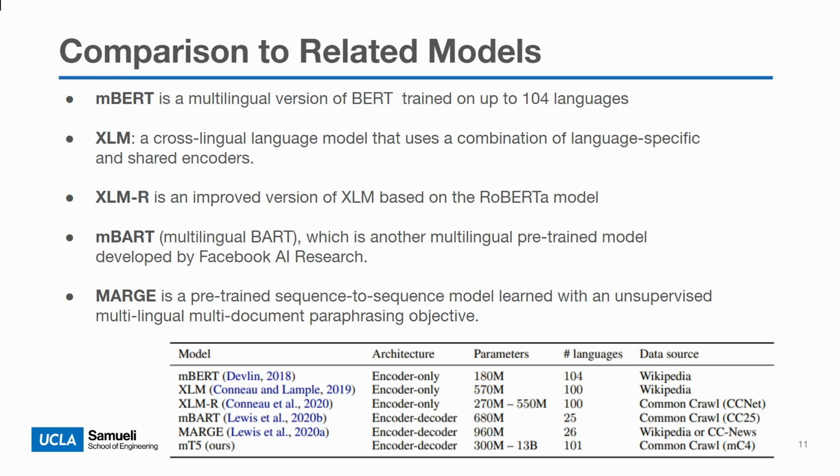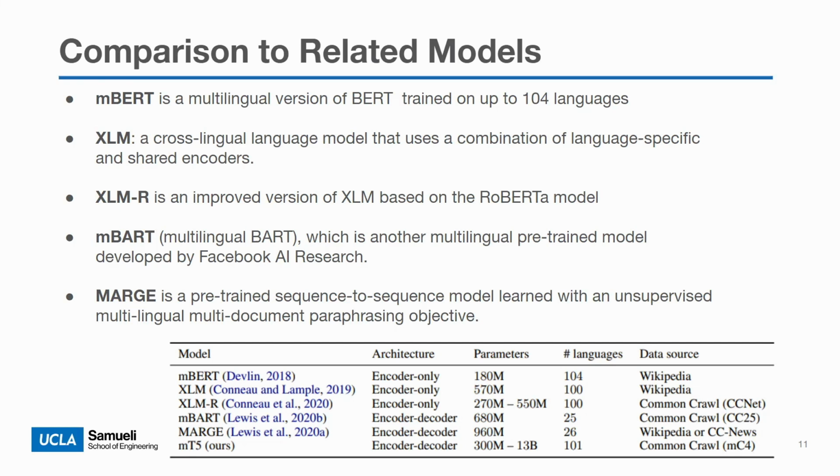Last but not least, the MARGE model is a pre-trained sequence-to-sequence model learned with an unsupervised multilingual multi-document paraphrasing objective. It is trained to reconstruct a document in one language by retrieving documents in other languages. It uses data in 26 languages from Wikipedia and CC News.